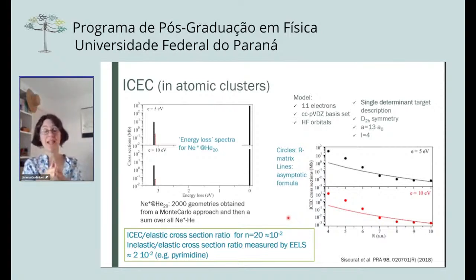So what this tells us is, A, that the cross sections are significant, because if electronic excitation is significant, so is ICEC. And second, that in principle, if you use electron energy loss, you could experimentally try to measure these cross sections. Now, of course, a helium nanodroplet is not something that occurs very naturally.